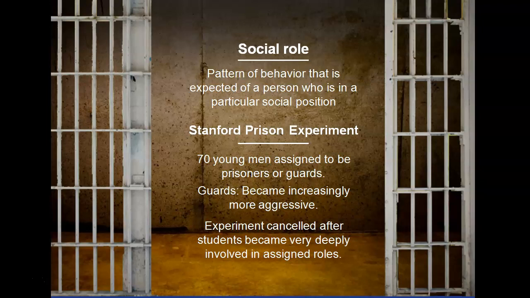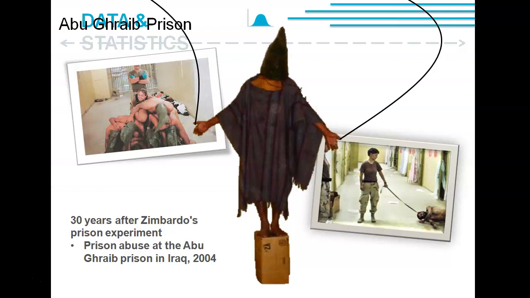And so what this experiment found is that sometimes when we're put in this position of power, it changes who we are, it changes our behavior. And we see this all the time in real life. So this was back in 2004 in Abu Ghraib in Iraq, in a prison.